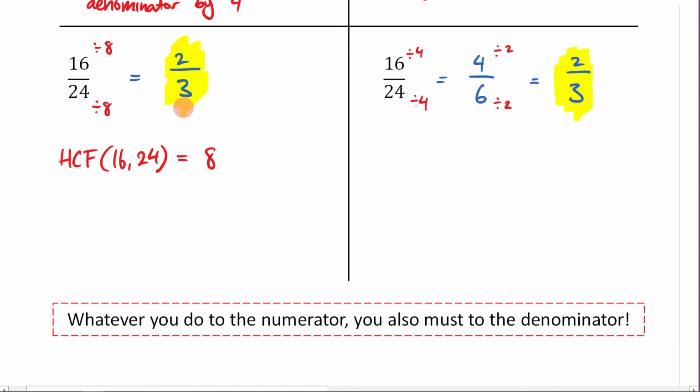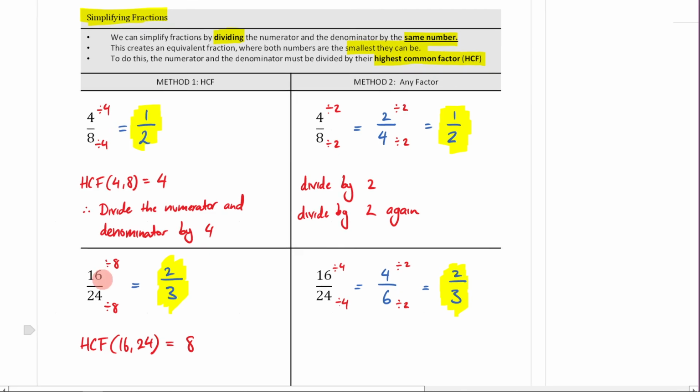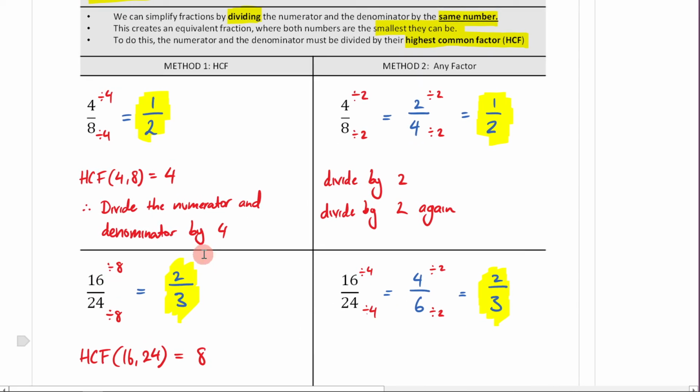I also want to remind you that whatever you do to the numerator, you must also do to the denominator, okay? So as you can see, if I'm dividing by 4 to the top, I'm dividing by 4 to the bottom. If I'm dividing by 2 to the top, I'm dividing by 2 to the bottom. You must always do that. But those are the two ways you can go about simplifying fractions. That's how you approach these types of questions.